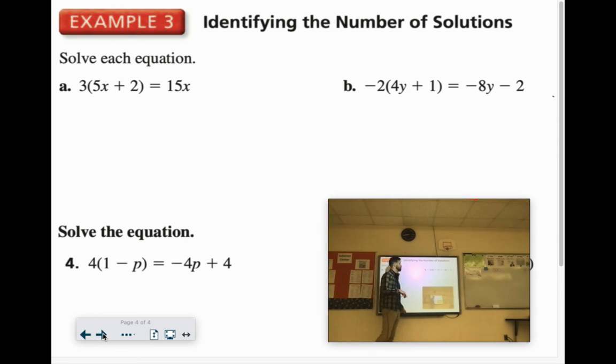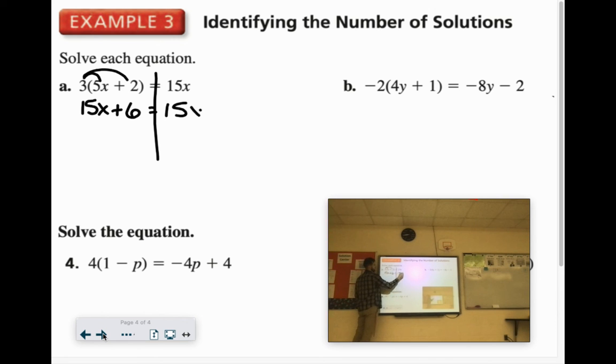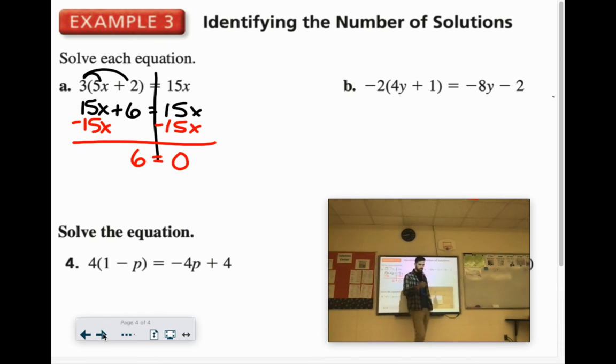You'll see these ones are kind of bizarre. So here, if we distribute, we get 15x plus 6 equals 15x. And then you're like, okay, we get rid of the 15x by subtracting 15x from both sides. And 6 equals 0. Now, does 6 equal 0? No. All the variables vanished, and we're left with something that is not true. So if that happens, only if all the variables go away and it's not true, you would say no solution.